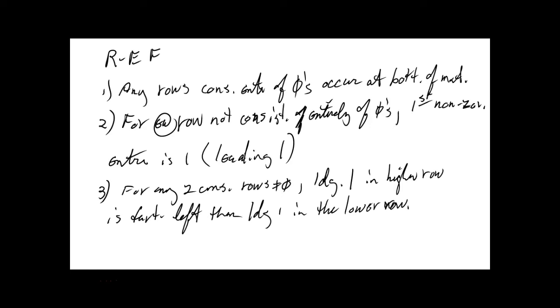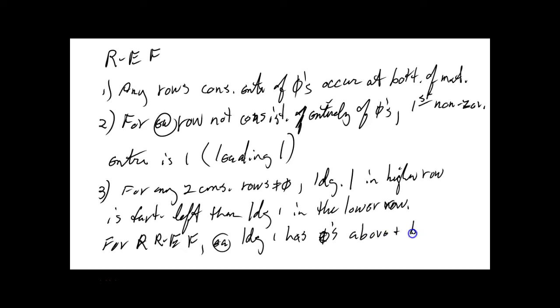Now, for reduced row echelon form, each leading one has zeros above and below. Only the leading ones. I wrote it shorter than what they did.